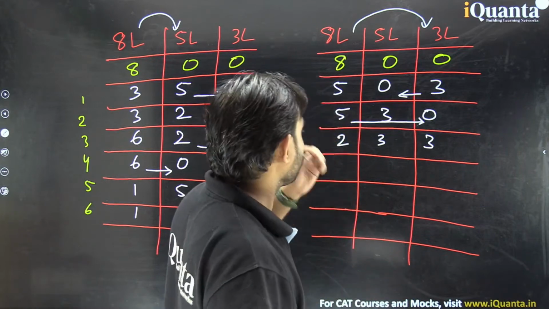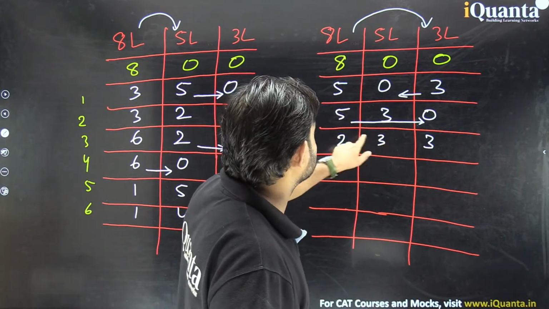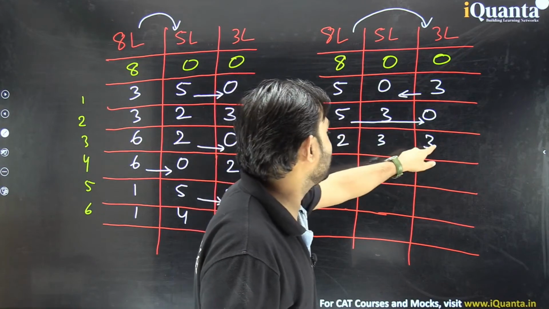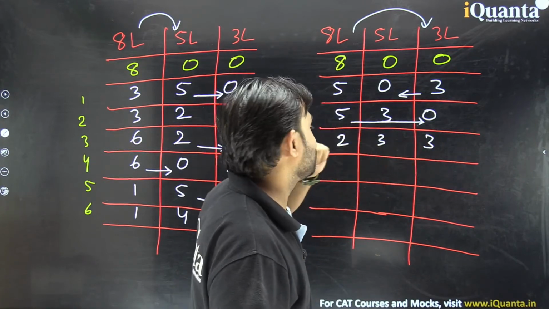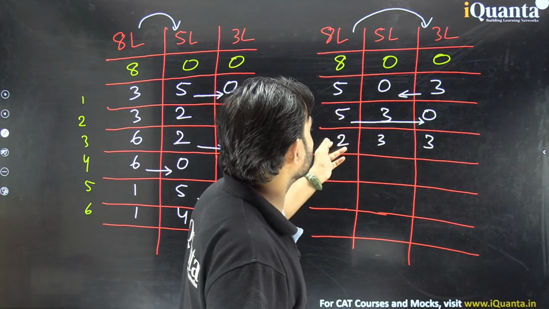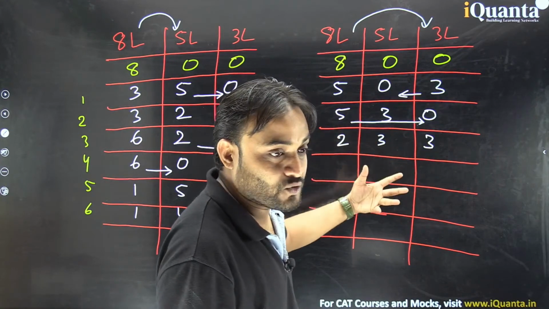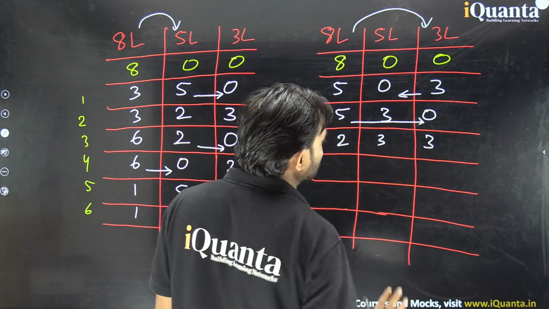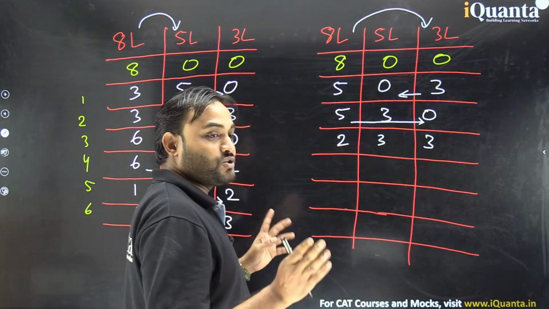If I put this 3 here, I get 503, old step. If I put this 2 here, there is no space. I cannot put it back. What can we do? So 2, 3, 3. After 2, 3, 3, what can we do here?